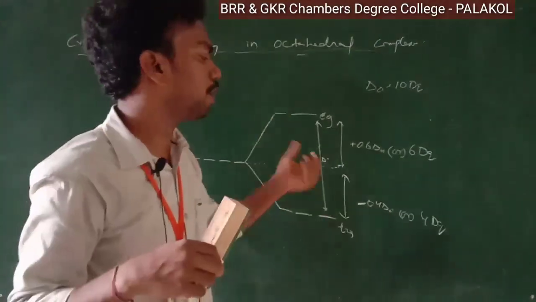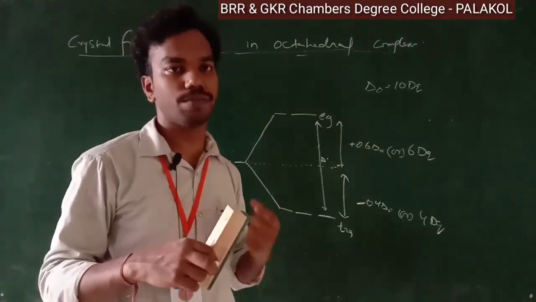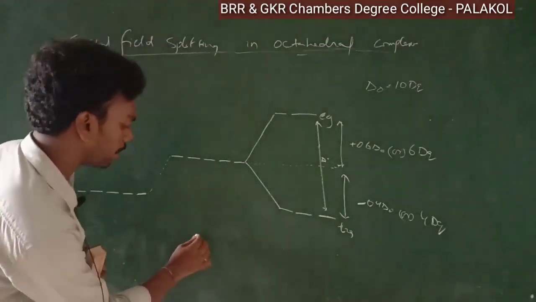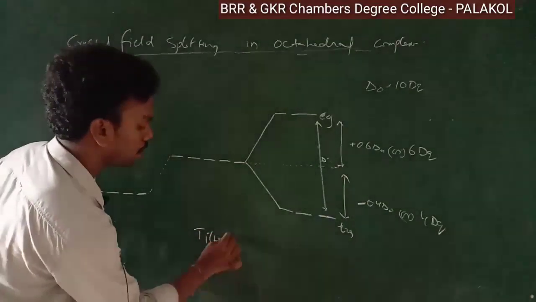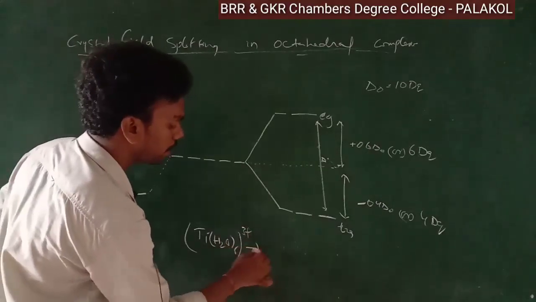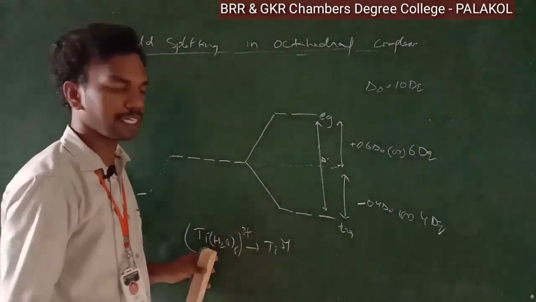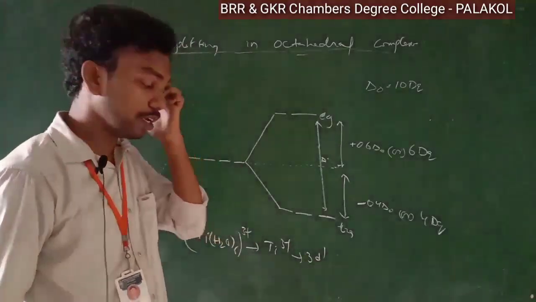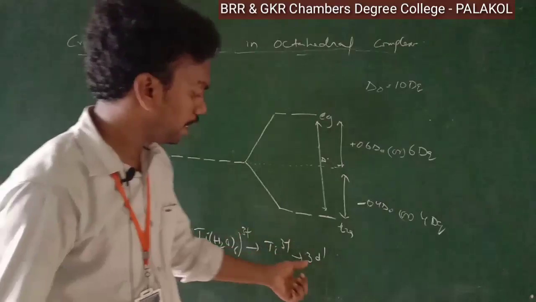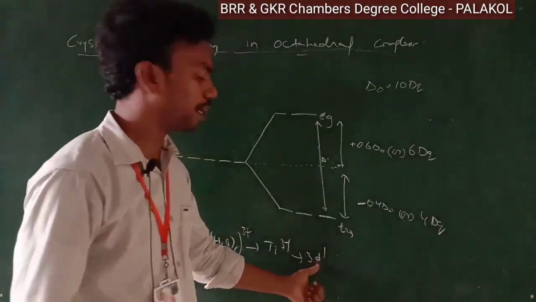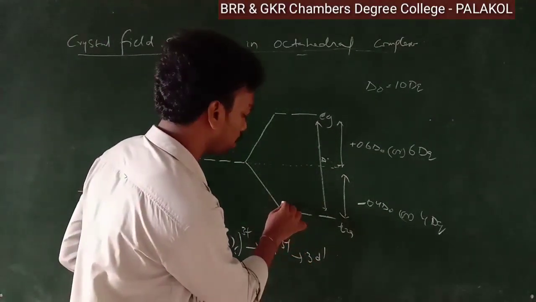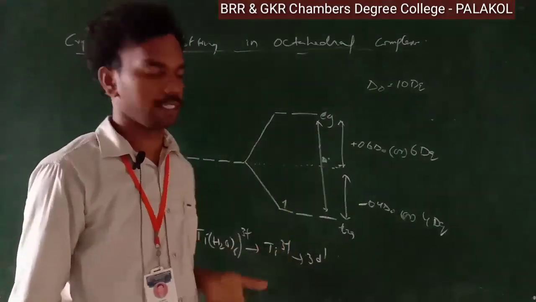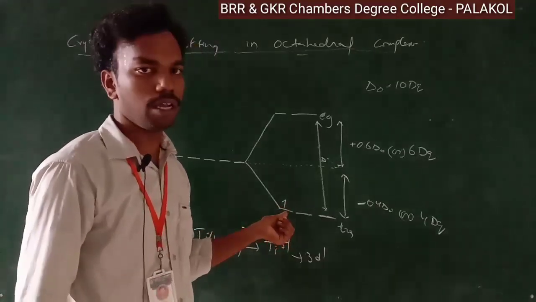Now, if you want to find the crystal field stabilization energy for a particular complex, you have to know the electronic configuration. For example, I am taking one complex here, [Ti(H2O)6]3+. Here the oxidation state of titanium is 3+, and the electron configuration is 3d1. Actually titanium is 3d2 4s2, and after losing 3 electrons, the configuration becomes 3d1. Here we have 1 electron, which occupies the lower energy level. According to our principle, first we fill lower energy and then higher energy, so the electron occupies the T2g orbital.